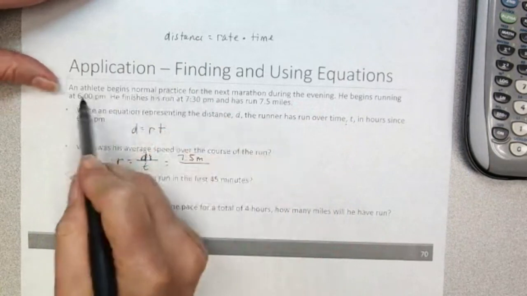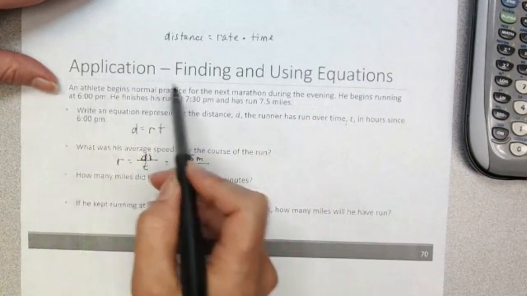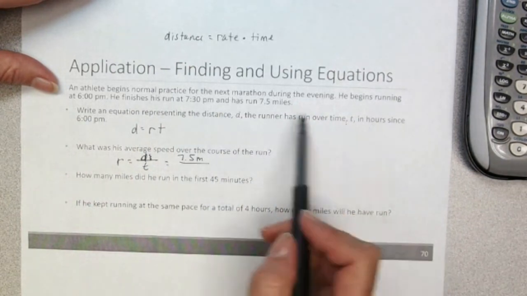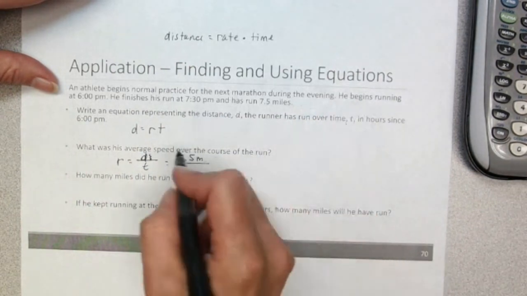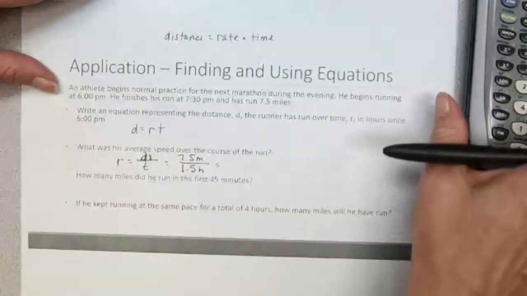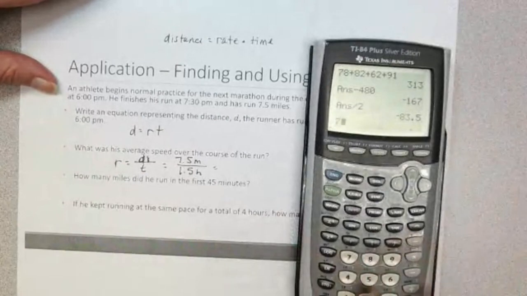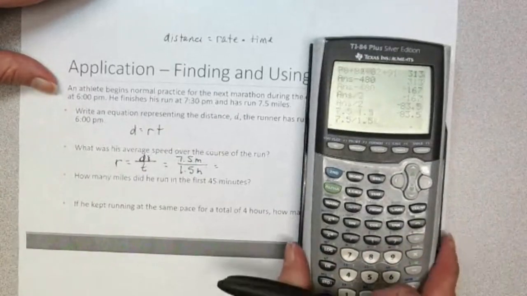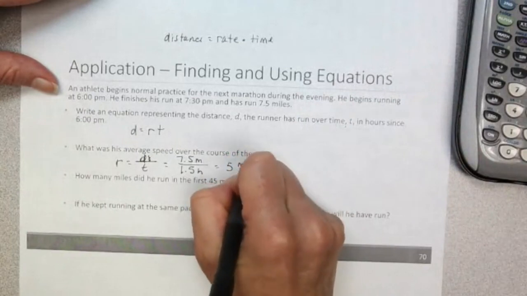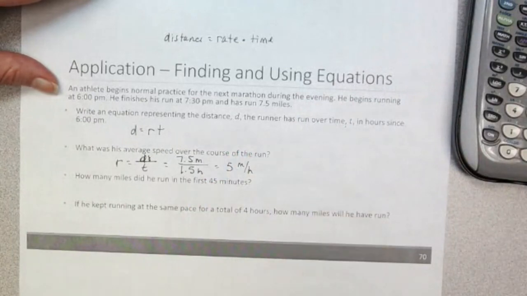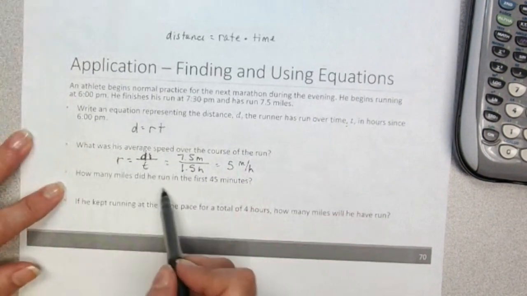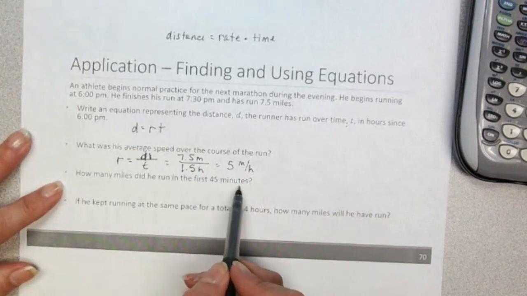How long did he run? He started at 6 p.m. and ended at 7:30 p.m. We want our time to be in hours. How many hours was that? It's 1.5 hours. So his rate then is 7.5 divided by 1.5, or 5 miles per hour. So there's the rate. So next part says how many miles did he run in the first 45 minutes?